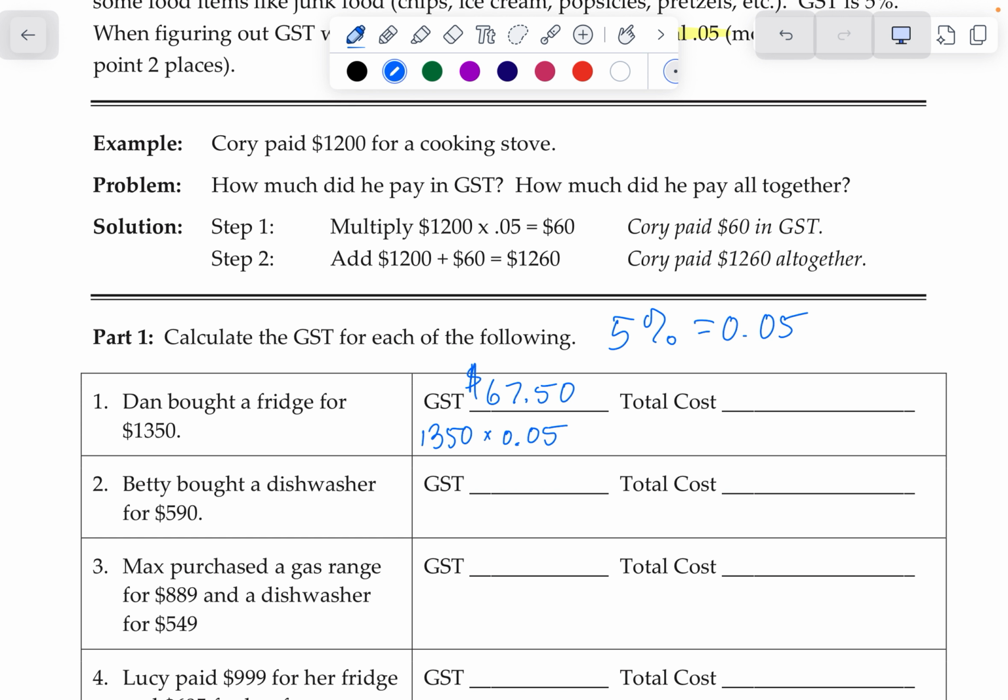And then it says what is the total cost. You're going to take that original cost that Dan paid for his fridge, and you're going to add on the $67.50, okay? So if you add those up, use your dollar symbol, please. That's $1,417.50, okay? So all you're doing for this is calculating that sales tax and then adding it on, okay? So that's the first 5. Let's check if there's anything different.